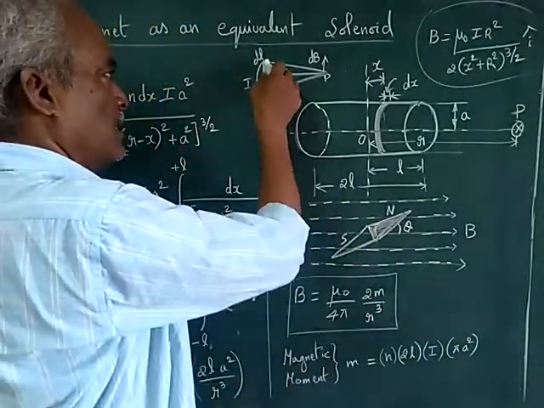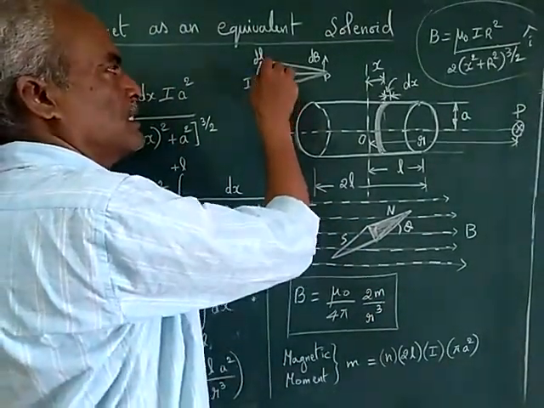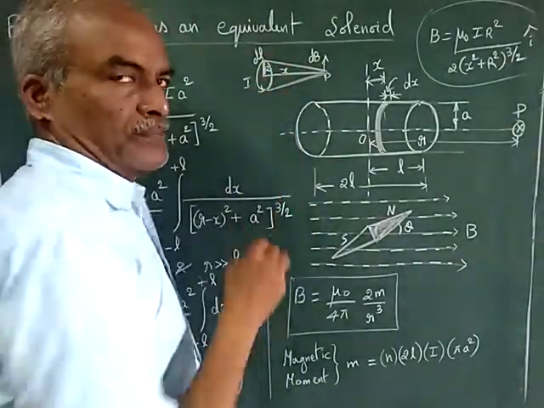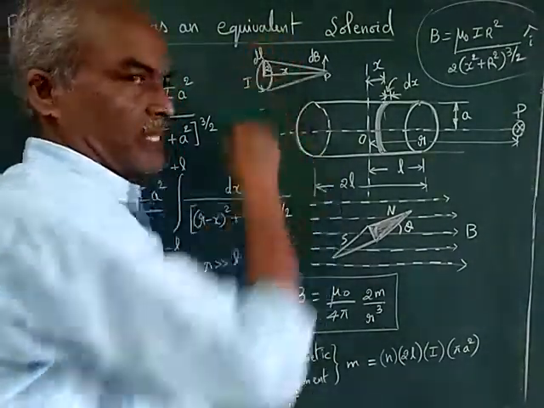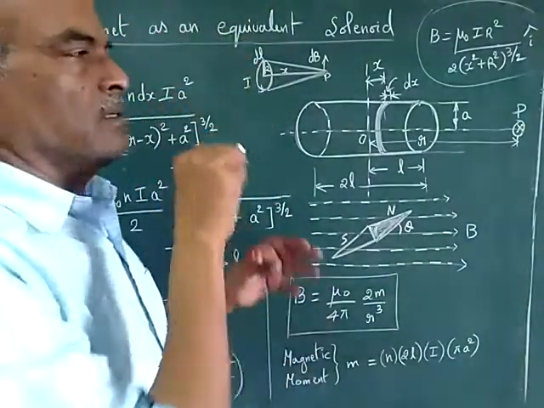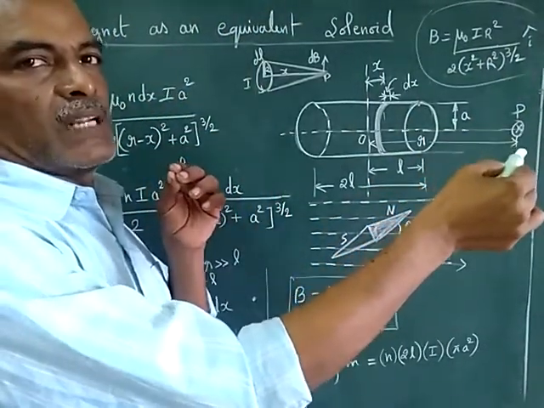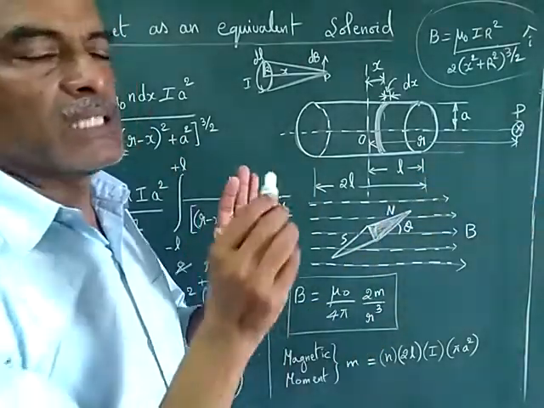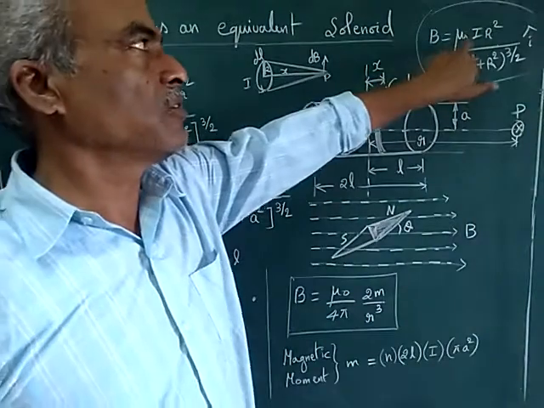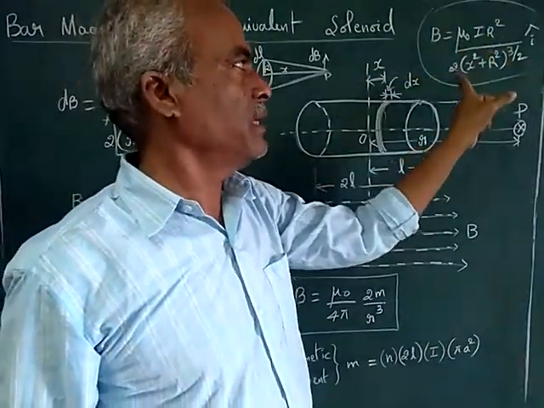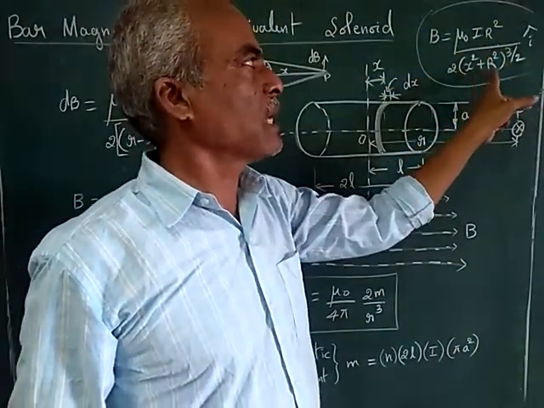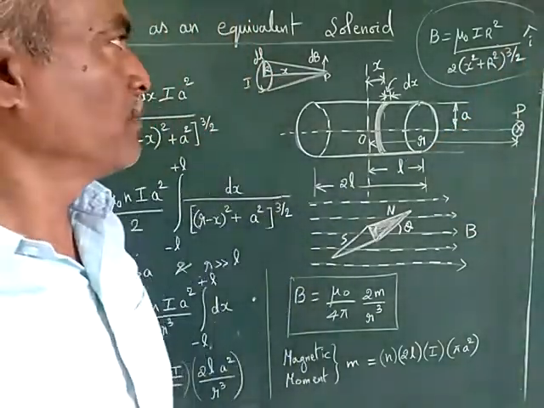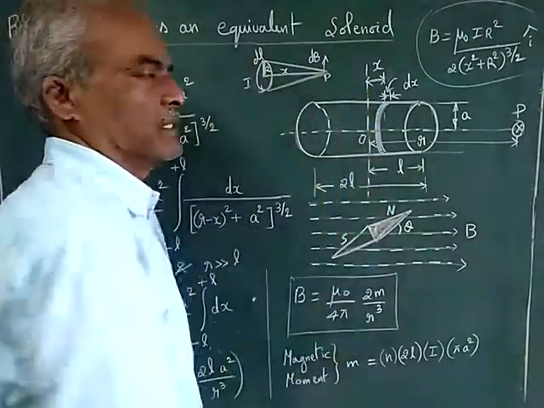So we had a circular conductor. R is the radius of that coil. IDL is the current element, and I is the current flowing in the coil. Now we are interested in the magnetic flux density at the distant point. We got the final relation as magnetic field density is equal to mu naught I R square divided by 2 into x square plus r square whole power 3 by 2 in the direction of I vector. That means it is acting along this direction.